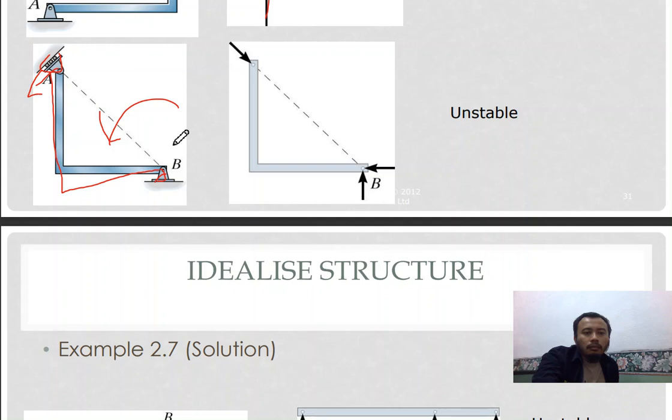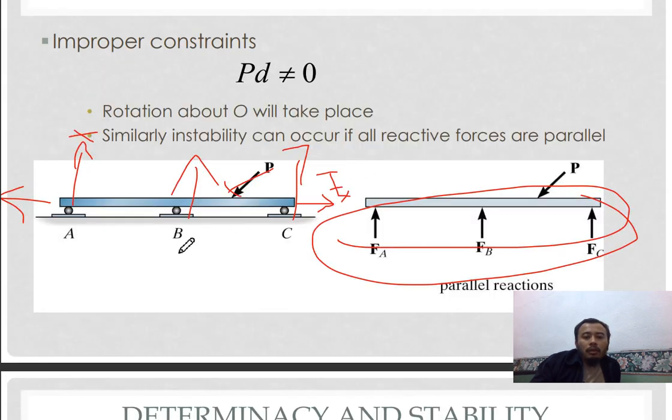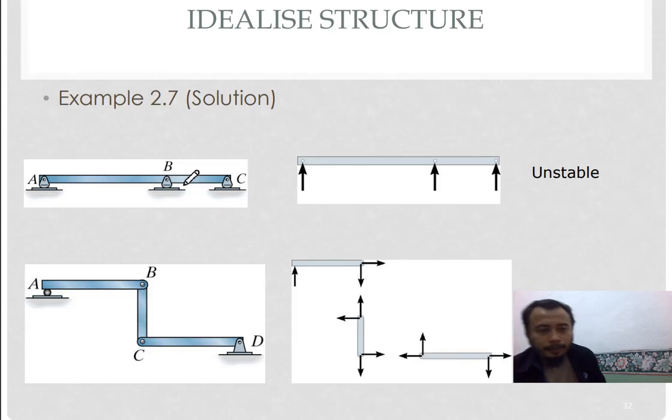As you can see here, also the reaction forces are parallel. If you combine this Fy and Fx, it will be parallel to this roller support. So it is similar to this issue when you have the forces acting parallel. So when it's parallel, it becomes unstable.